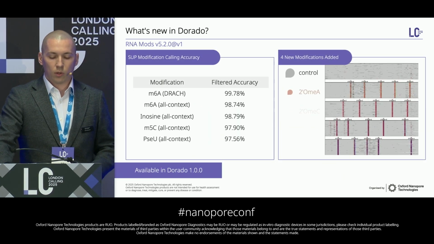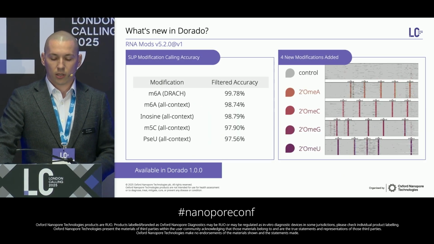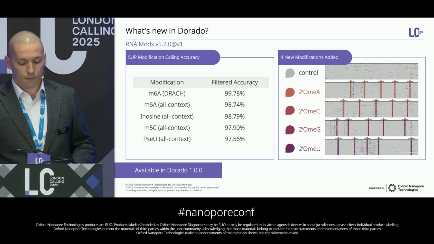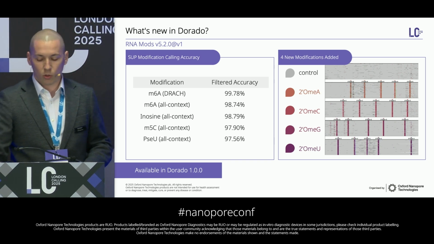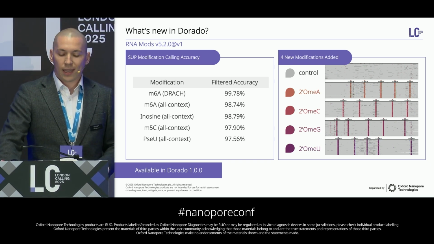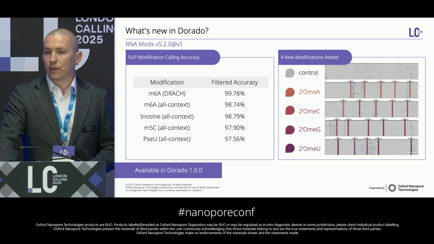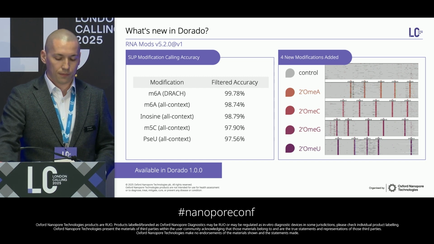With RNA mods, we've expanded our direct RNA modification capabilities with the 2' methylation, a sugar phosphate backbone modification that affects stability, folding, translation, and immune recognition. It can occur on any of the 4 bases and is found in both coding and non-coding regions.